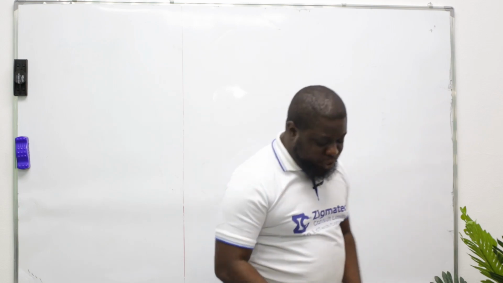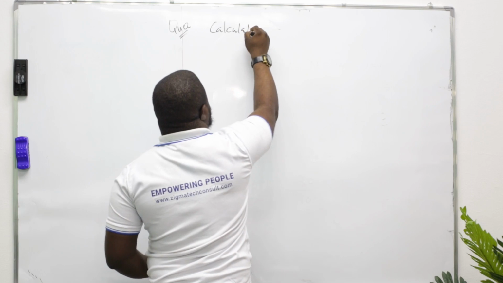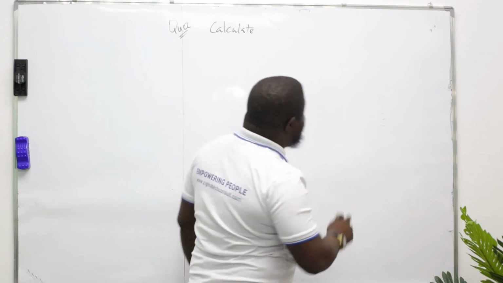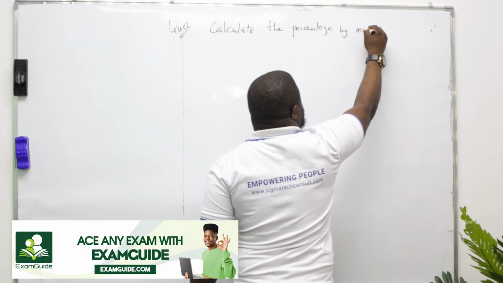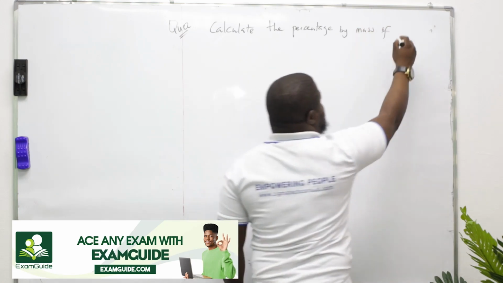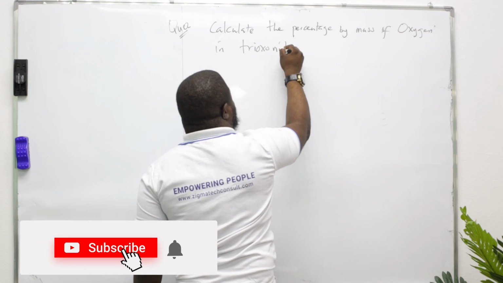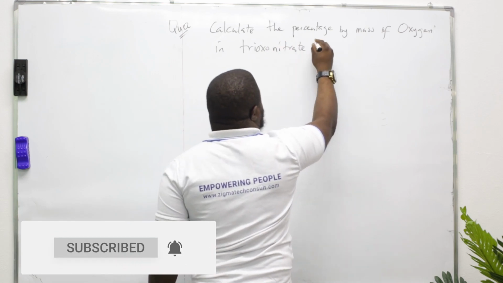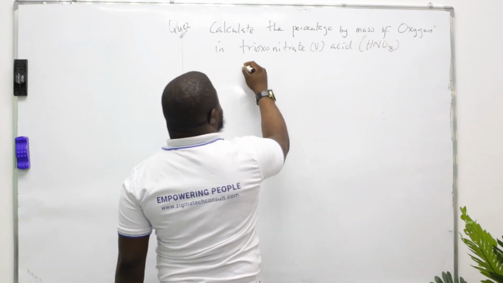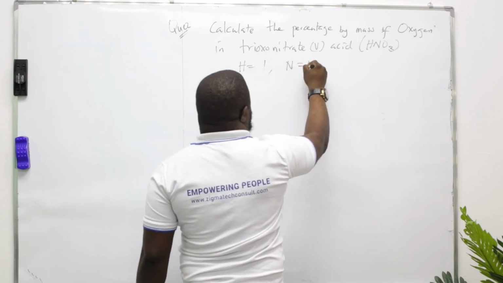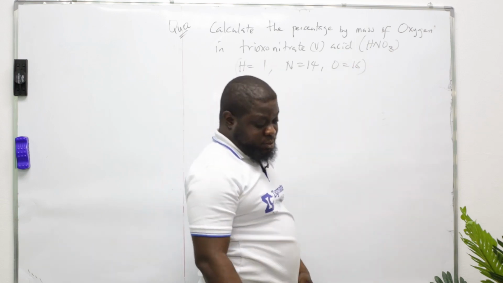So now we are going to check a question. They say calculate the percentage by mass of oxygen in trioxonitrate(V) acid, HNO3. And they gave you H as 1, N as 14, and O as 16. Remember, these things given to you are the mass numbers.